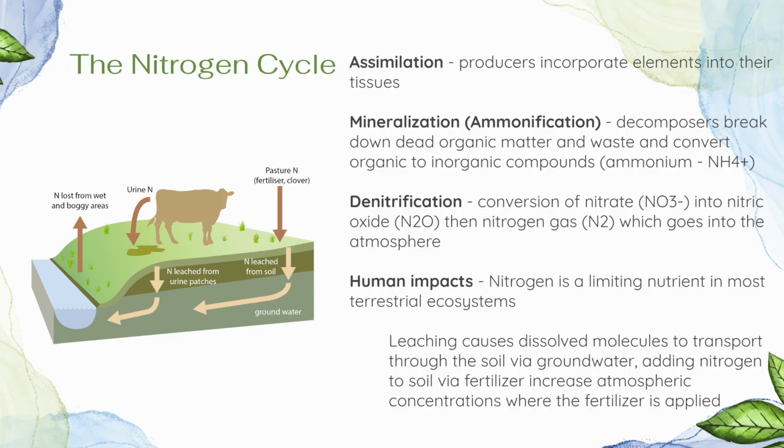Nitrogen is a limiting nutrient in most terrestrial ecosystems. Human activities such as adding nitrogen into the soil through fertilizer can increase atmospheric concentrations where the fertilizer is applied. Leaching can also transport dissolved nitrogen molecules through the soil into groundwater.